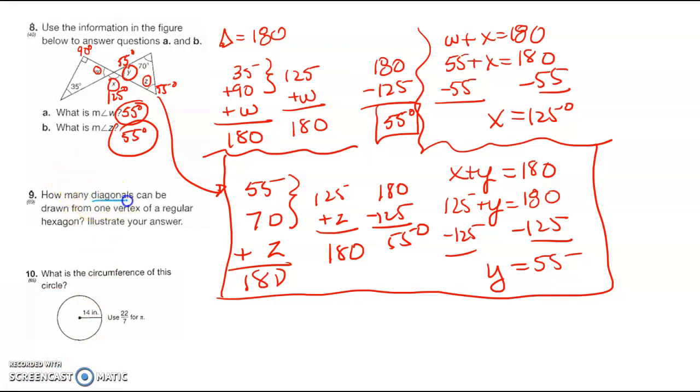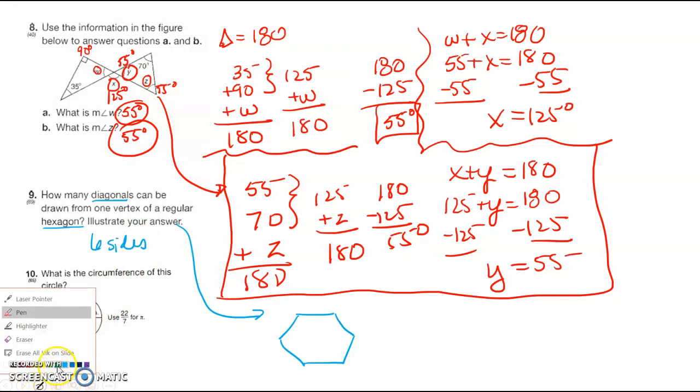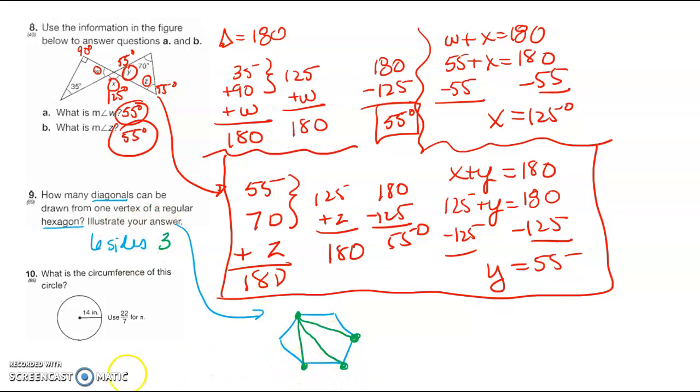How many diagonals can be drawn from one vertex of a regular hexagon? So I'm going to go ahead and draw a hexagon here because I can't do this in my head. That's a hexagon, a 6-sided figure, 6 sides. And then let me pick a different color for the diagonals. So a side is not a diagonal. You have to pick a vertex and draw it to another vertex that's not a side. Okay. And that's a side, and that's a side. So I have 3 diagonals, and I've illustrated my answer.